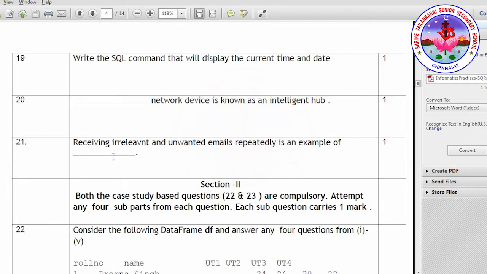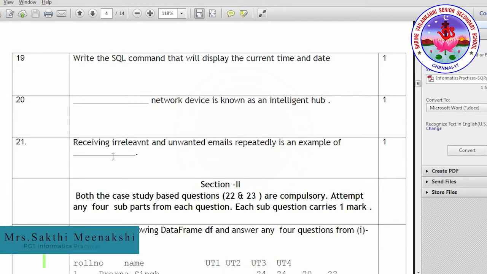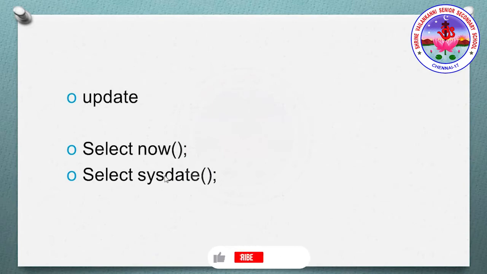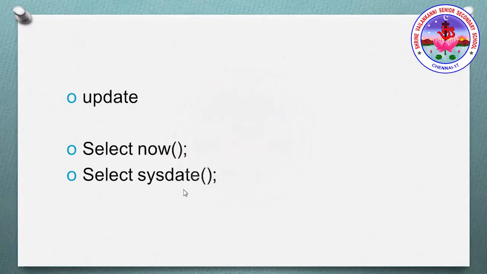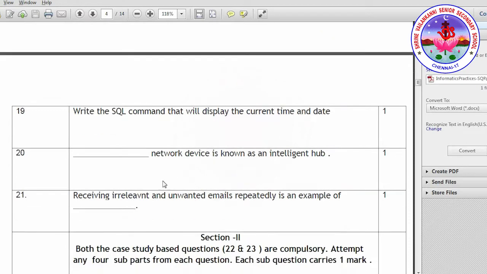So the next question is, write the SQL command that will display the current time and date. So you have to display the time and date together. So what is the function? We have the function now or sysdate. So you have to write select now(), or you can write select sysdate. You cannot write currDate because currDate function returns only the date, not time. The question being asked is current time and date, so you have to use either now or sysdate. So these are all the 4 questions from 1 mark.